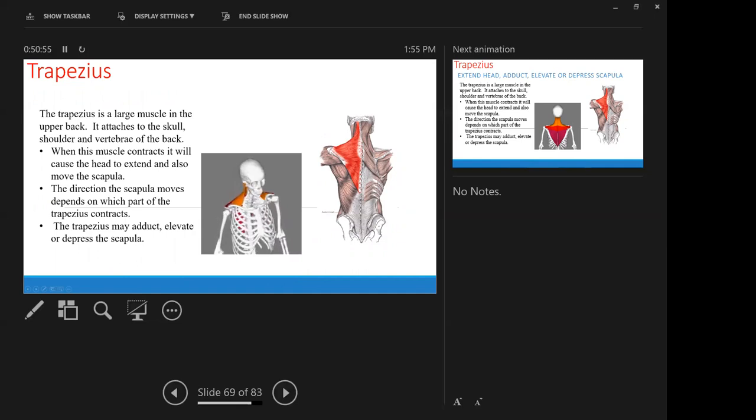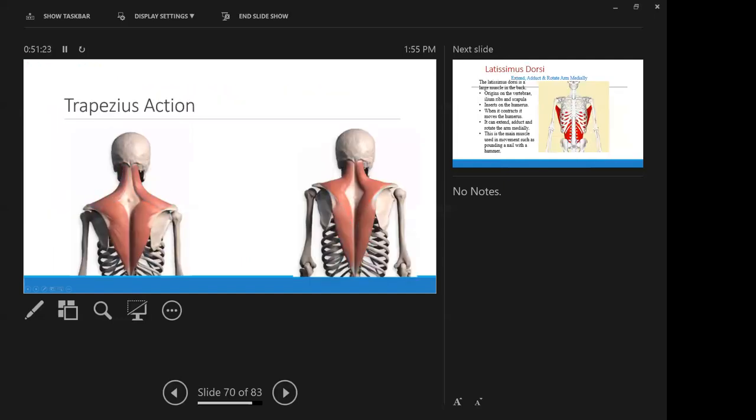Now, on the back, we have the trapezius. The trapezius is a large triangular shaped muscle that allows us to move our head and to move our shoulders, actually to move our scapula. It can allow us to raise our head up. It will allow us to elevate the scapula. And we'll see here, the trapezius allows us to elevate the shoulders.